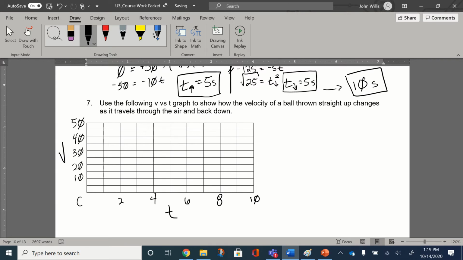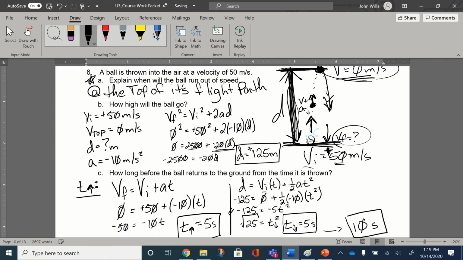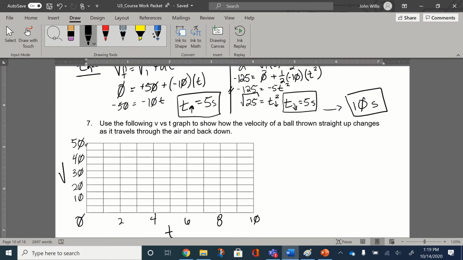So 0 is all the way down here in the bottom left-hand corner, as always. At time of 0, at the beginning of this problem, the moment this ball left the person who threw it, whoever that was, as soon as this ball left their hands, it's traveling at 50 meters per second.